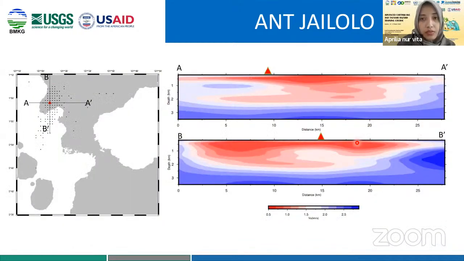And this is a vertical cross-section beneath Jailolo. We can see there are two main low velocity anomalies in the northern part and the southern part of Jailolo volcano.